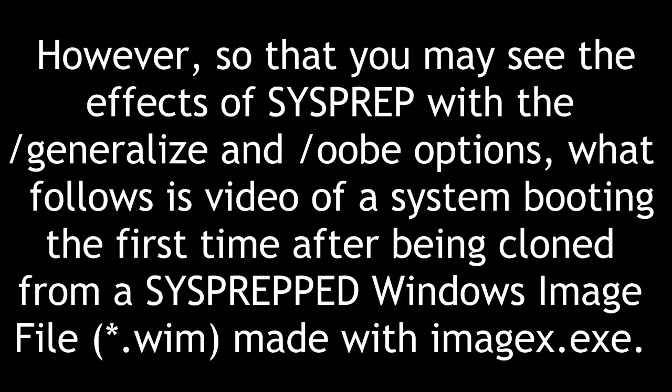However, so that you may see the effects of SysPrep with the generalize and oobe options, what follows is a video of a system booting the first time after being cloned from a sysprepped Windows image file or WIM file made with imagex.exe. Just to show you, in the image file that we created, remember we used sysprep with two options, the generalize option and the oobe option, to turn on the configuration wizard. This is like when you buy a new computer and go through the configuration wizard to personalize it or set it up.